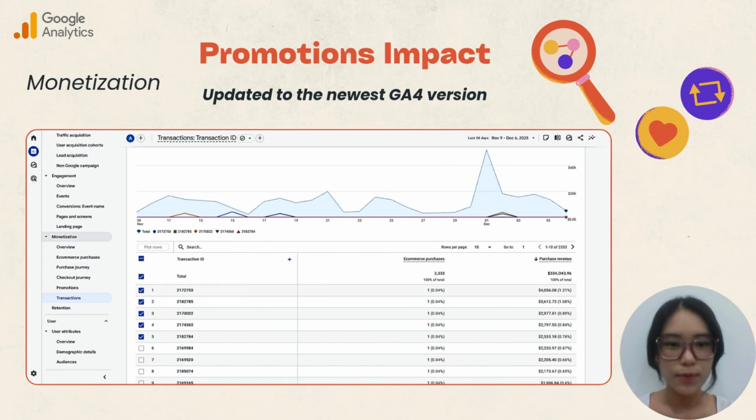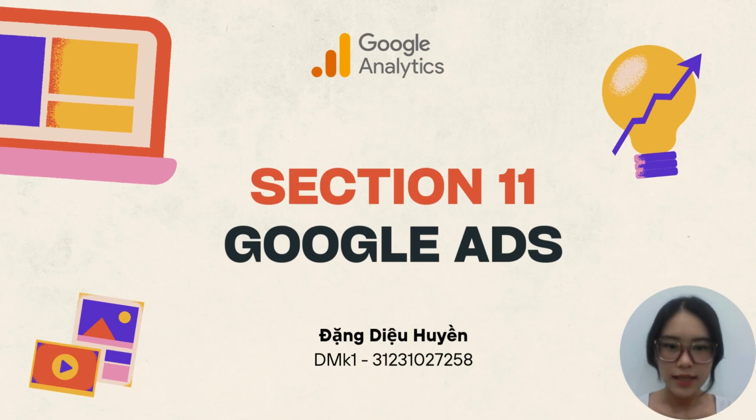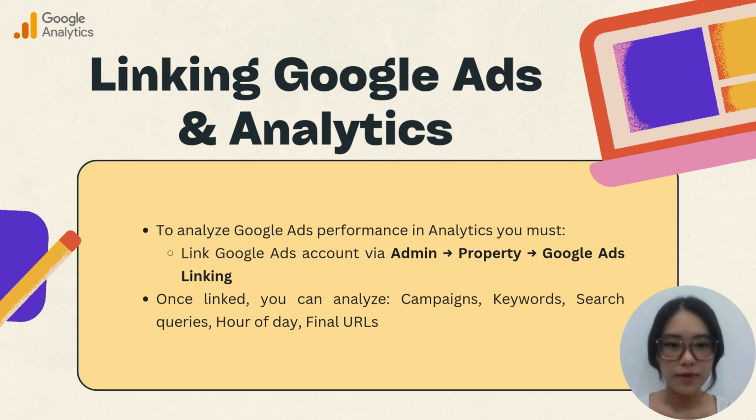Here we again see the promotion impact report in GA4, also updated to the newest version in the monetization workspace. It helps measure the effectiveness of individual promotional elements. We move on to section 11, which is Google Ads. To analyze Google Ads performance in analytics, we must first link the Google Ads account under Admin, Property, and Google Ads linking. Once the accounts are linked, we can review campaigns, keywords, search queries, hour of day, and final URLs directly within analytics.